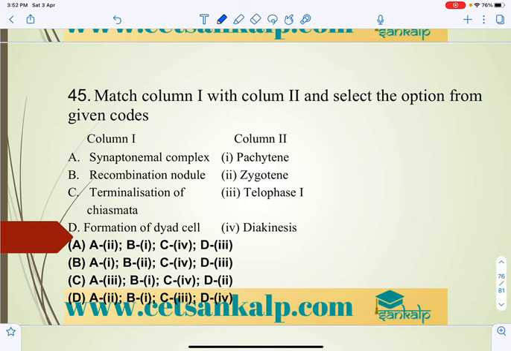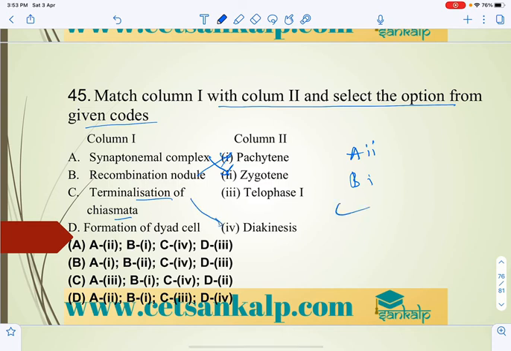Now match column 1 and 2 and select the option in the given code. Synaptonemal complex, we know, is always seen in zygotene, so A2. Recombination nodule is in pachytene, where crossing over takes place because of the presence of recombinase enzyme, so B1. Terminalization of chiasmata takes place completely in diakinesis, which I can remember easily.